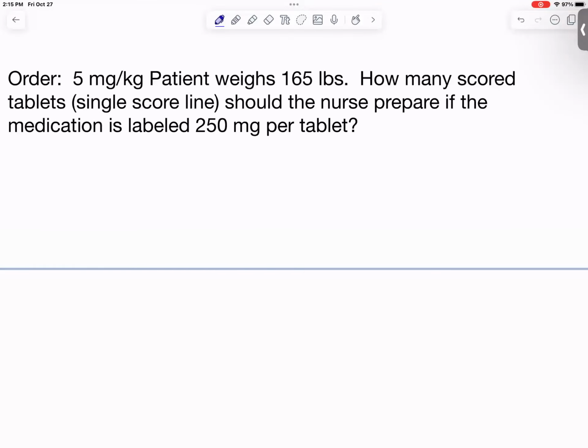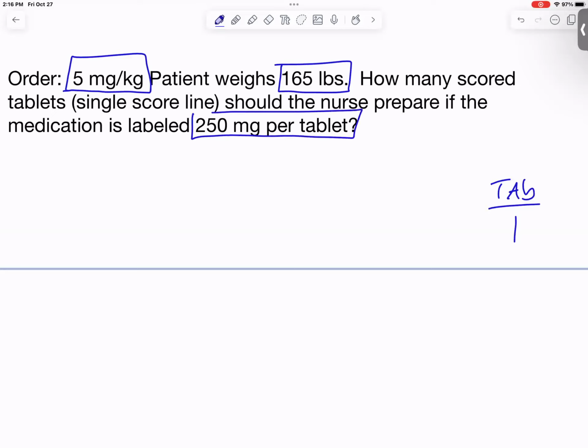So we're always looking for that given, and that's our doctor's order. But this tells you order 5 milligrams per kilogram. That's a 2-factor order. I have a patient's weight. How many scored tablets with a single scored line should the nurse prepare? So my wanted, it's telling me, is how many tablets? How many tablets should the nurse prepare if the medication is labeled 250 milligrams per tablet?